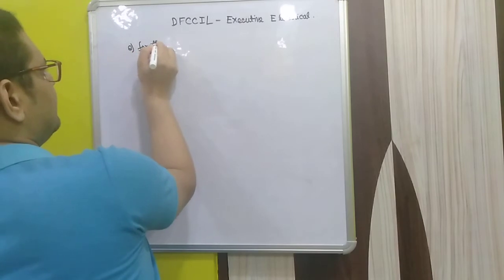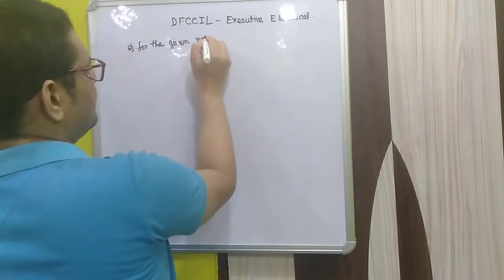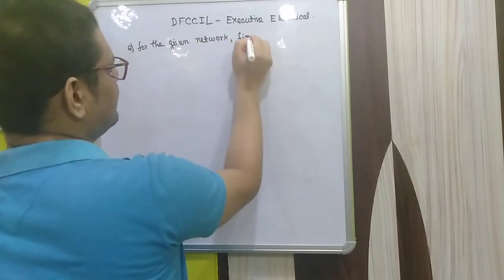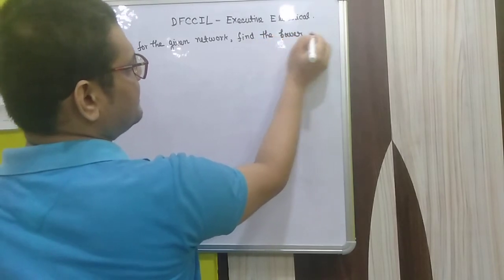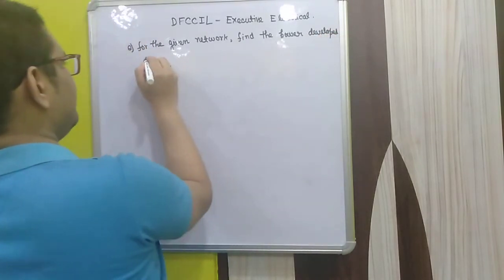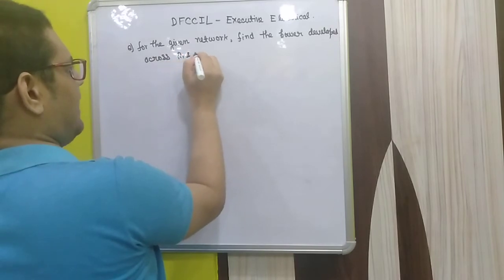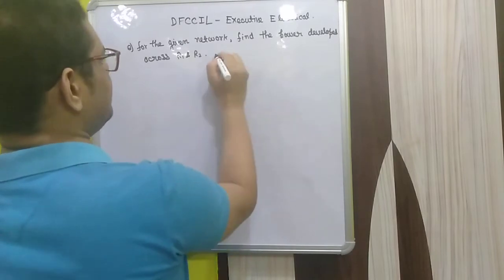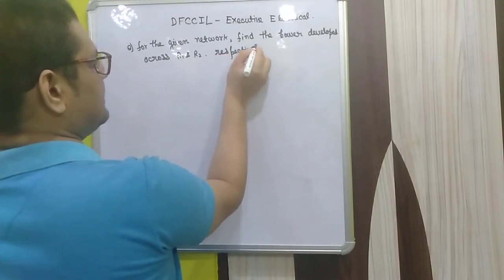So I'm writing the question: for the given network, find the power developed across R1 and R2 respectively. So now I draw the circuit over here.